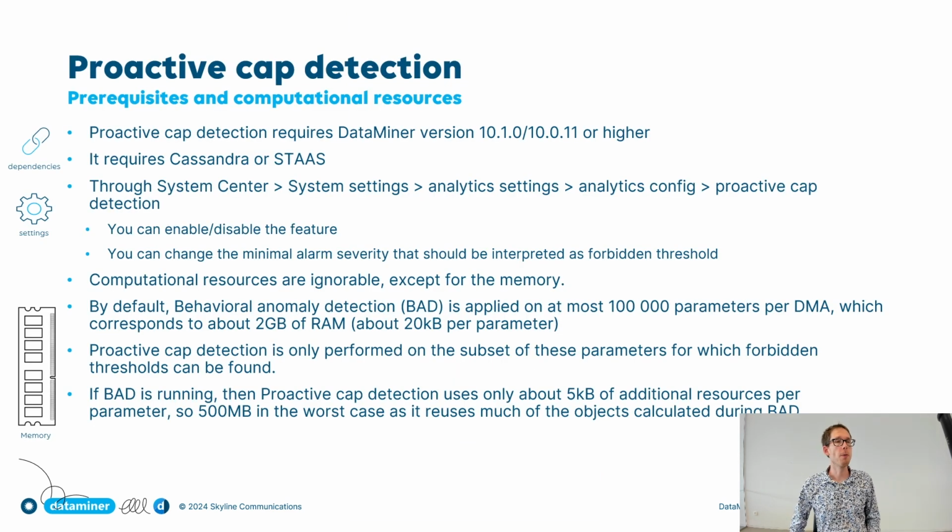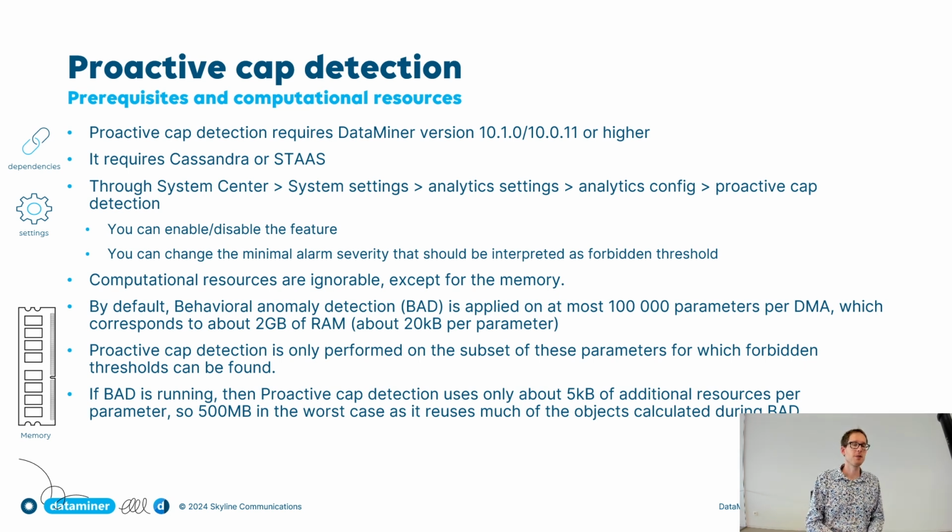Let me conclude this video with some prerequisites and computational resource information. First of all, prerequisites, you don't need a lot. Proactive cap detection requires a data miner version of 10.1 or higher, and it needs trend data, so you will need a Cassandra or Stas. You can easily enable or disable the feature, as you can with all of our features, through the System Center in Cube. And you can also change the minimal alarm severity that is taken into account to define the forbidden thresholds. We've talked about this in the video before the previous video.